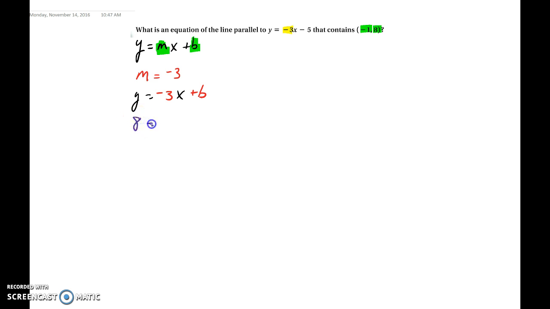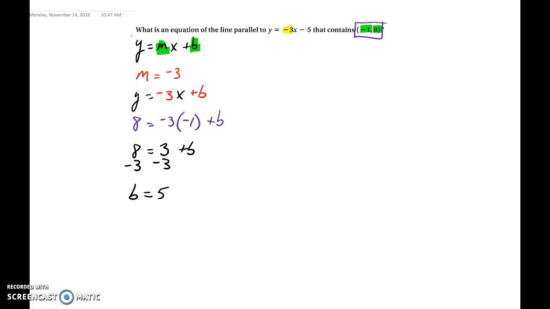So we can then say that 8 is equal to -3 times -1 plus b. And that allows for us to solve for that missing variable b, our y-intercept. We can do this because we know that the new line has to pass through the point -1, 8, so it must satisfy the equation. And now we just solve for b. So 8 is equal to -3 times -1, which is 3, plus b. We subtract 3 over, so our b is then equal to 5.